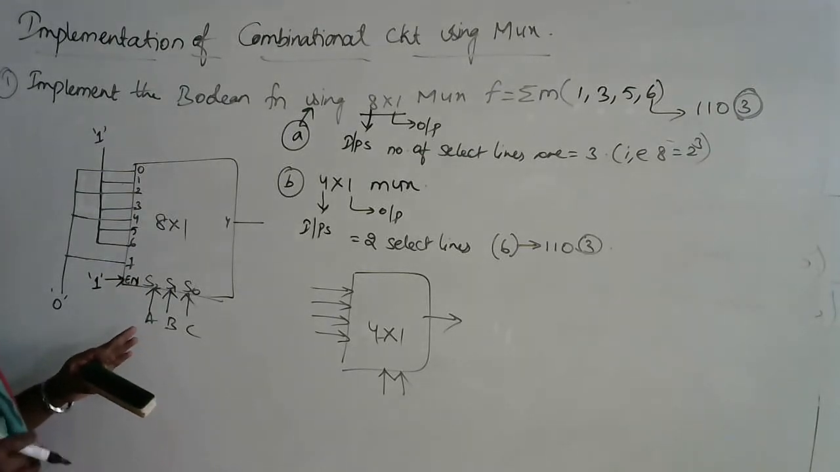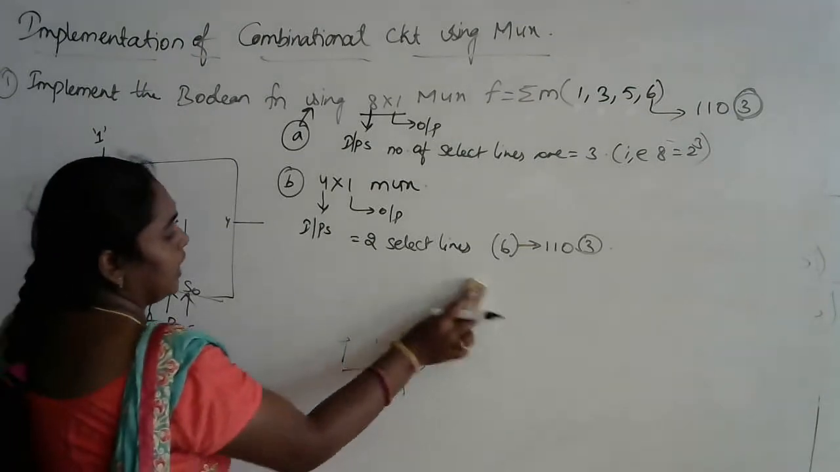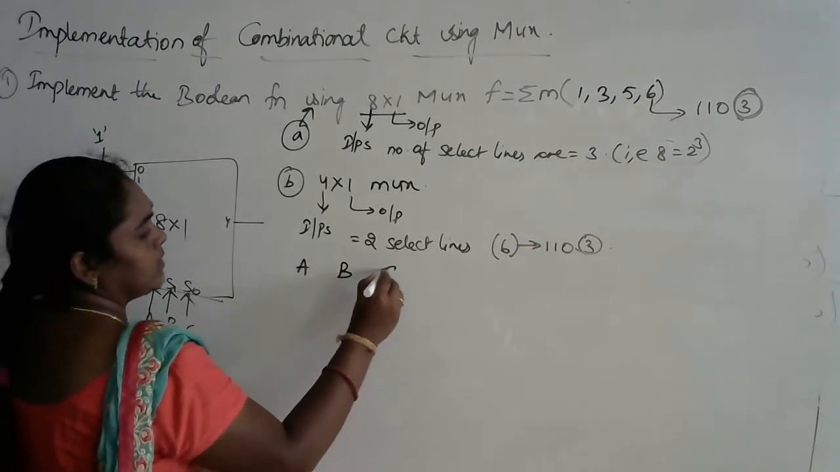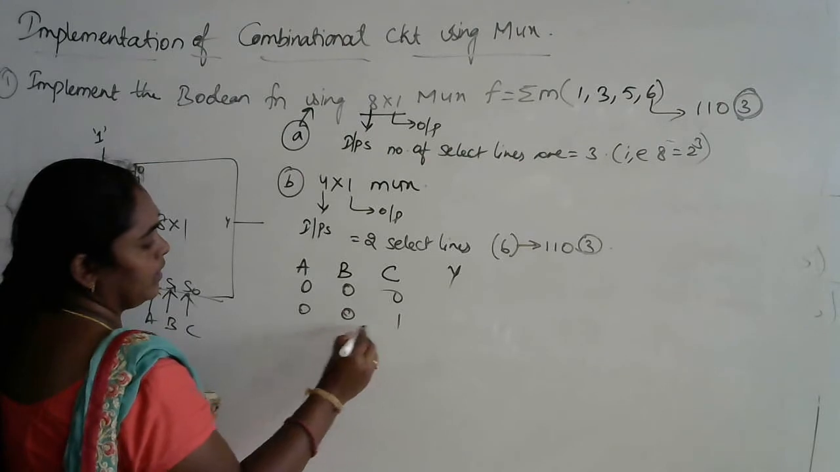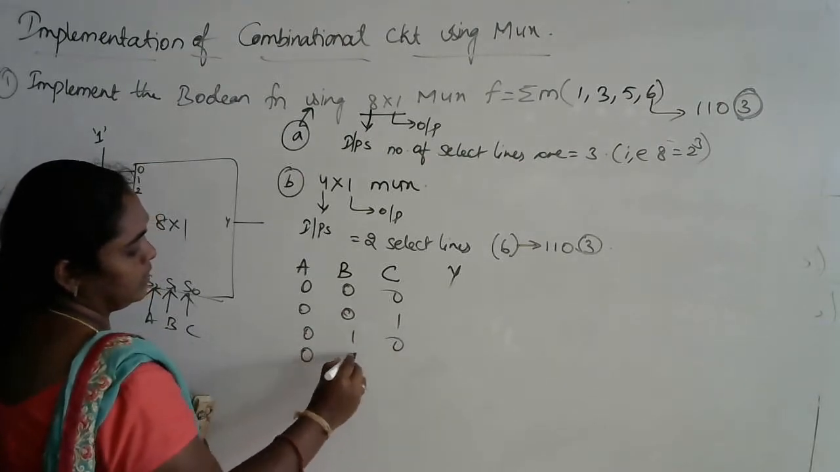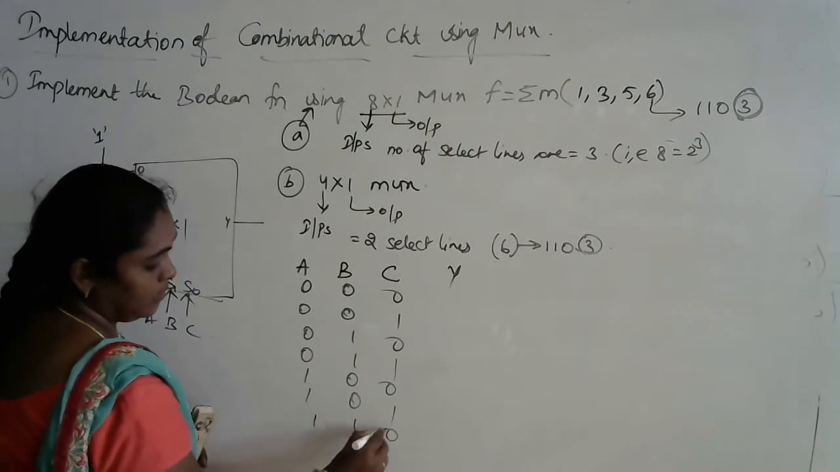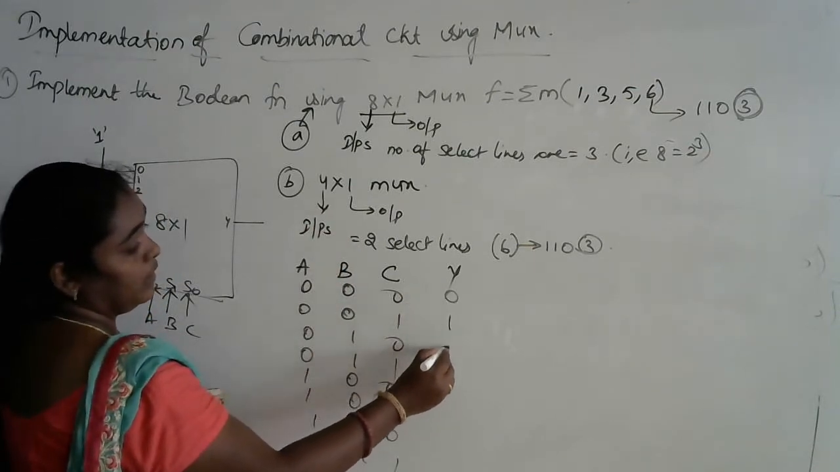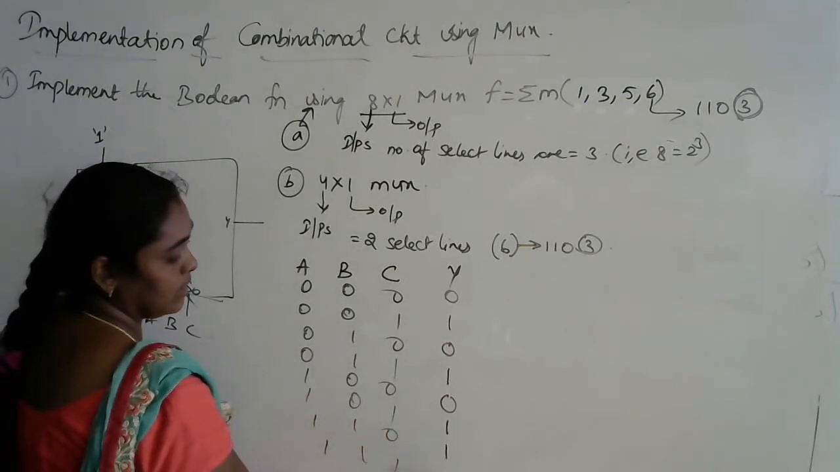If you are assuming LSB as input, you need to draw the other way. How can you do that is, now, let me take this as A, B, C and the output is Y. If there are 3 variables, you will be getting 8 different combinations, that is from 0 to 7. As in the question, I am having 1 as 1, 2 is 0, 3 is 1, 4 is 0, 5, 6 and 7 are 1.